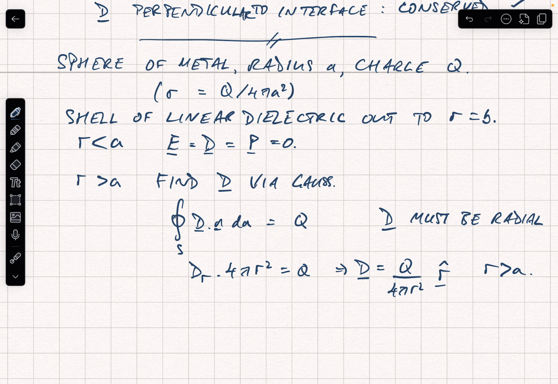We've just said that D is 0 for R less than A. Is there a problem with the boundary conditions? No, because we've said that the normal components of D to an interface are continuous when that interface has no external charge. But in this situation, we clearly have an external charge, it's the charge on the metal, so that's not a problem.